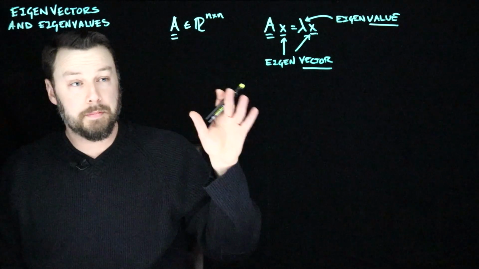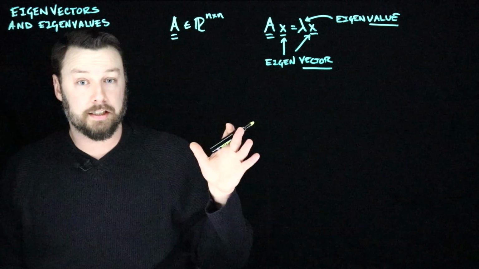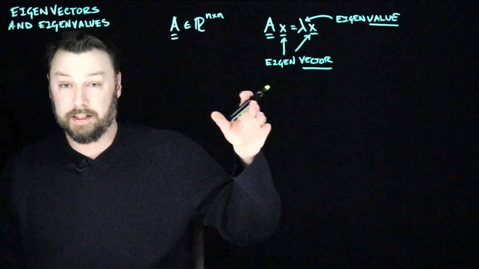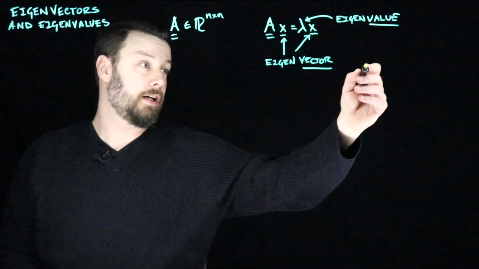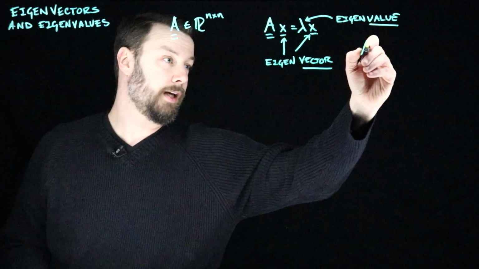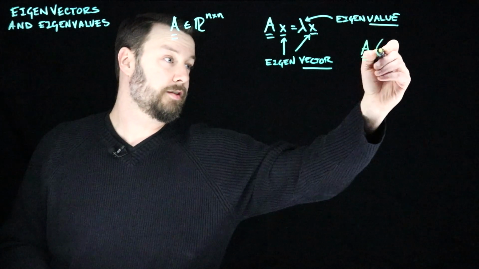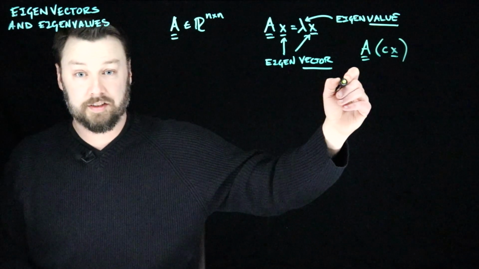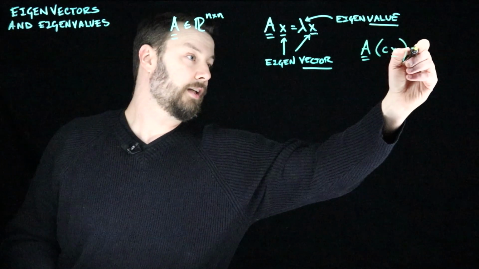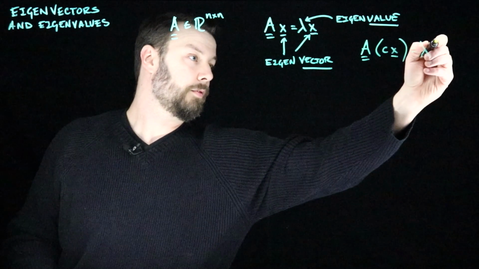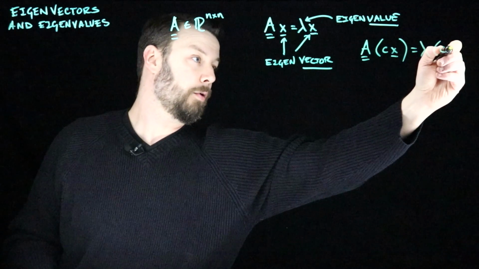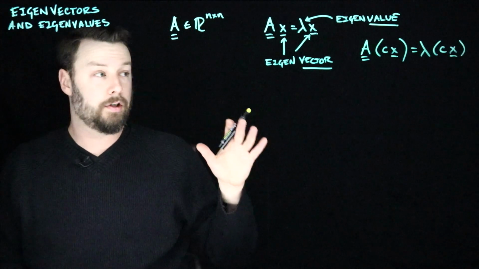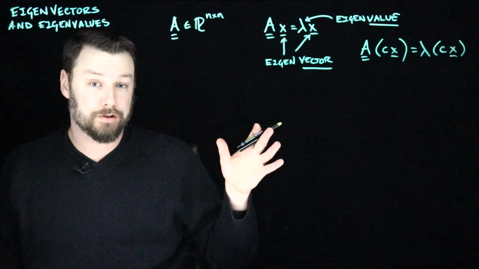Now there might be many such eigenvectors for any given matrix A. In fact, you can see right away that it doesn't care about scale. So if I was to multiply A by instead some Cx, then that's just going to wind up on the right side as well. So a scalar multiple of any eigenvector x is also an eigenvector.